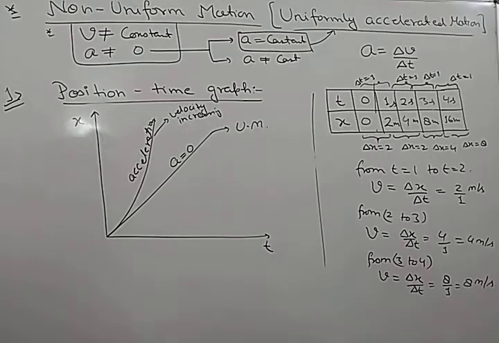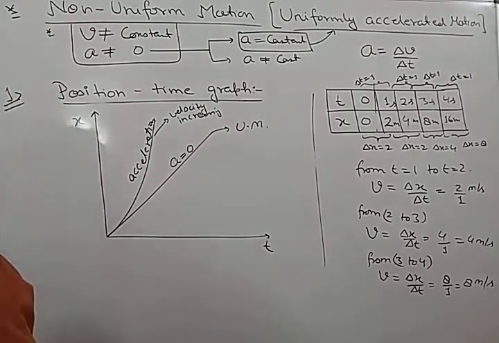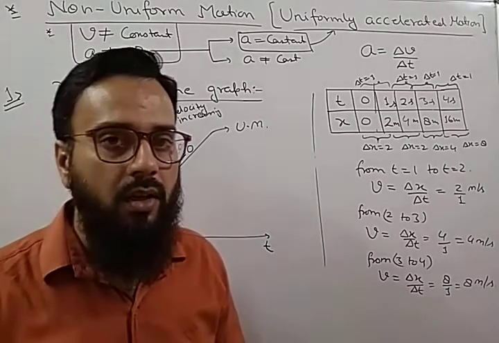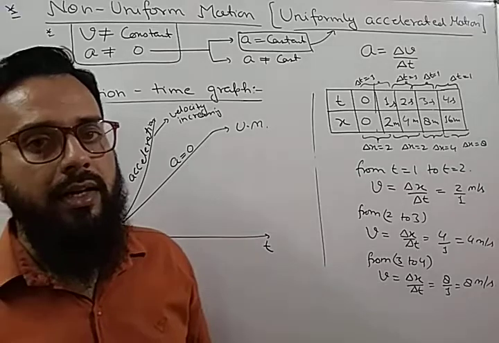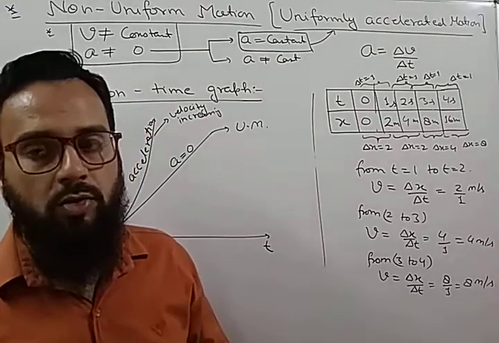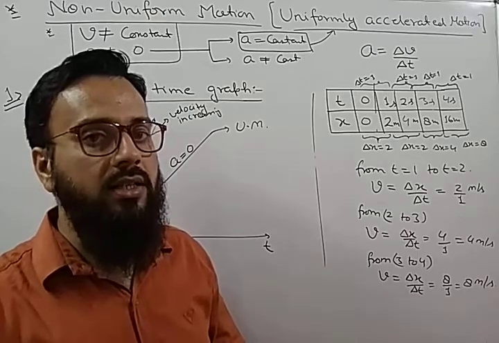Now the third graph, which will represent the deceleration or the retardation. So what is the meaning of retardation? It is when the velocity decreases. Suppose you are moving on a car or on a bike and you suddenly apply your brake. With the application of brake, your velocity decreases. And when velocity decreases, then what happens?